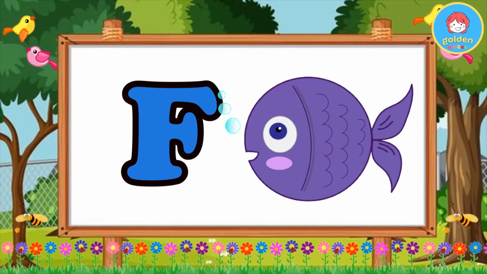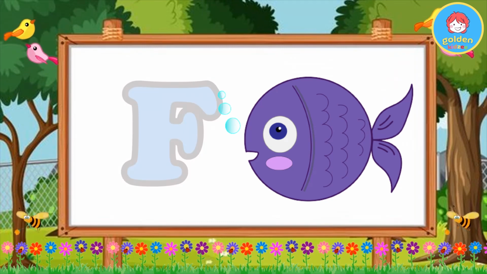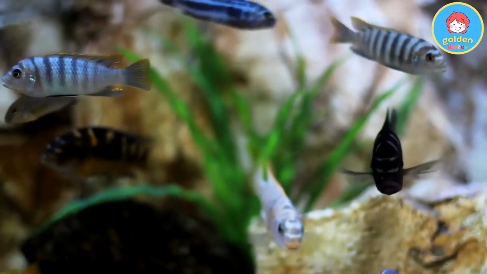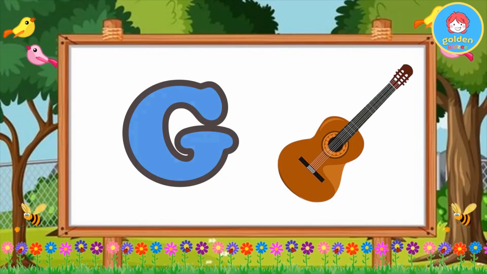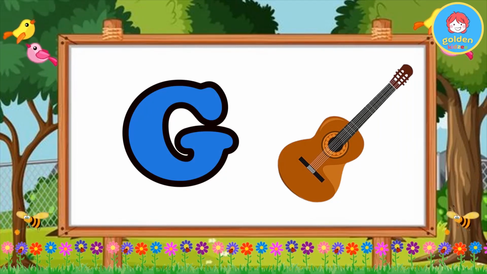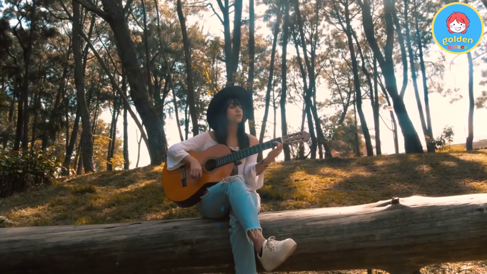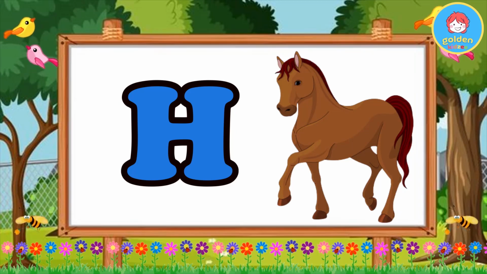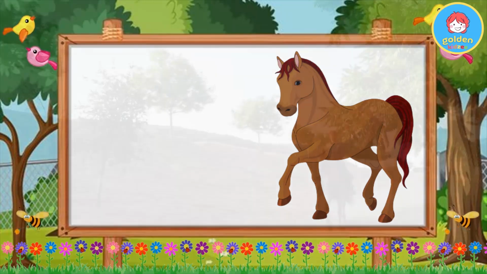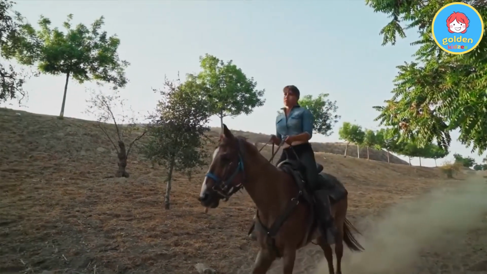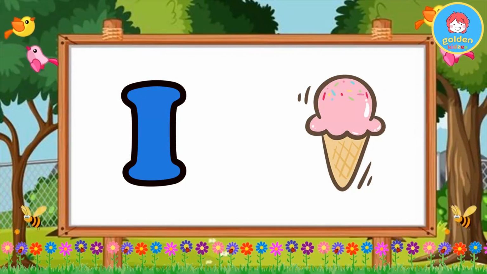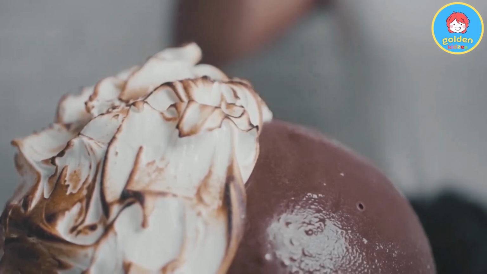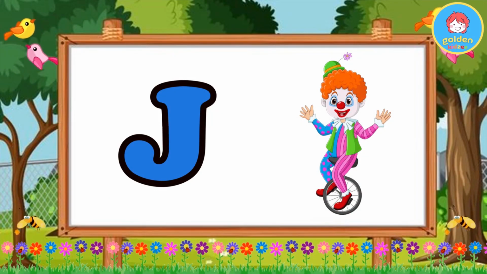F. F is for fish. G. G is for guitar. H. H is for horse. I is for ice cream. J. J is for joker.